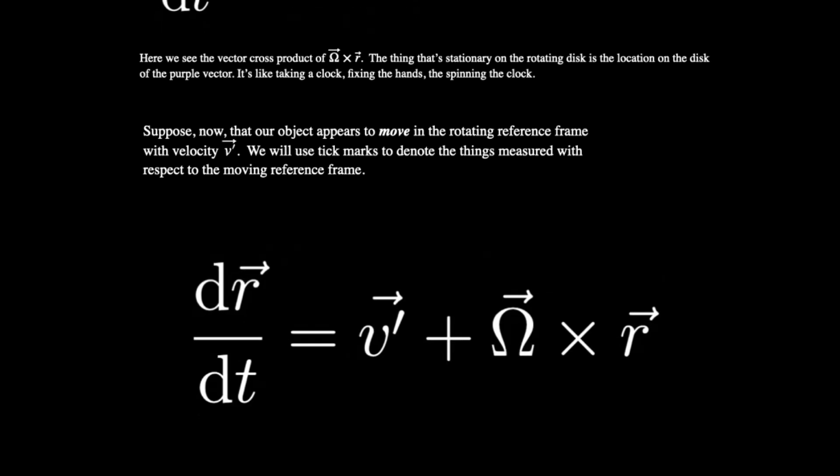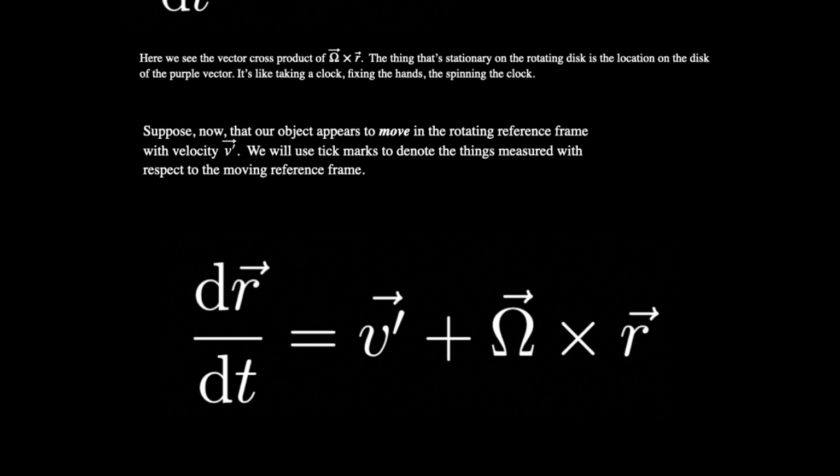So now that we've defined how we're going to use our non-inertial rotating reference frame, let's have the object that's at the tip of that arrow move inside the rotating reference frame with some velocity, vector v. And we're going to use that v with the little tick mark to denote things measured with respect to the moving reference frame. So if you're on the surface of the disk, it'll look like you're moving on the disk.